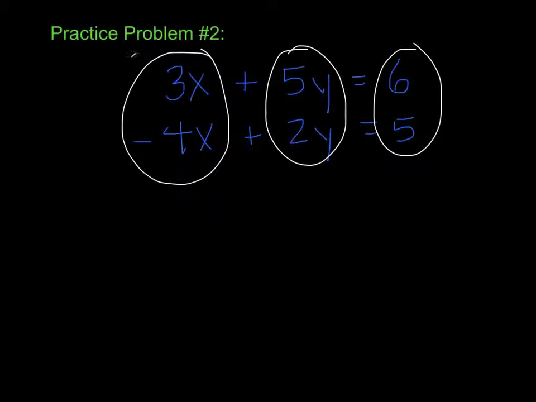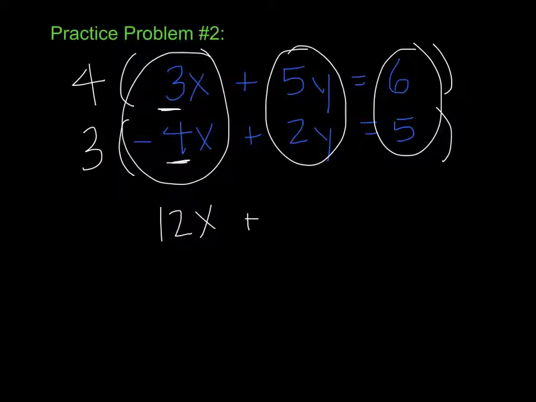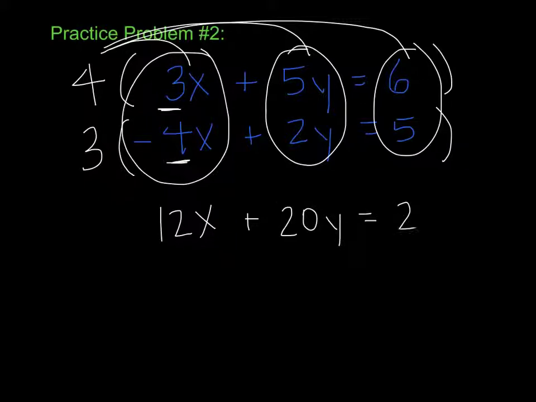I'm going to choose to multiply this by 4, that 4 right there, and I'm going to multiply this equation by 3, this 3 right here, because 3 times 4 is 12. So 4 times 3 is 12, 3 times 4 is 12. Those will cancel out. I'm going to get 12x plus, and don't forget you have to distribute this to every term, 20y equals 24. And then I'm going to get negative 12x plus 6y equals 15.